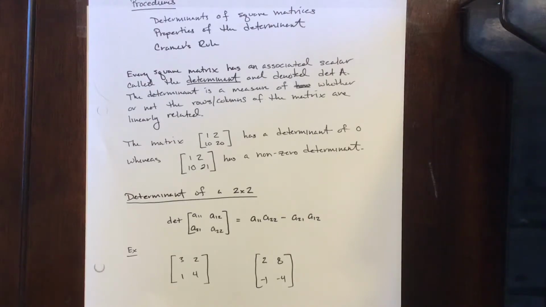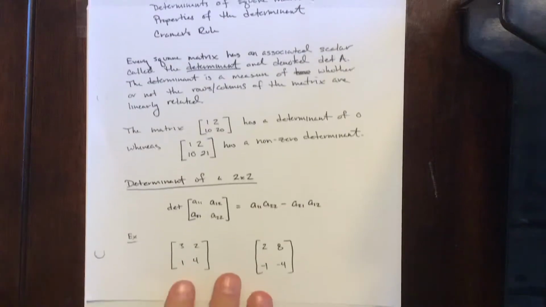Okay, so if you look at the matrix 1, 2, 10, and 20, you can see that the rows of the matrix are highly related to one another. Row 2 is a scalar multiple of row 1. And when we compute the determinant of that matrix, when I teach you how to do that, you get a determinant of 0. And so that is meant to tell you that the rows are related to one another. Whereas if you take the determinant of 1, 2, 10, 21, where row 2 is not a scalar multiple of row 1, then you can see that determinant is going to be non-zero.